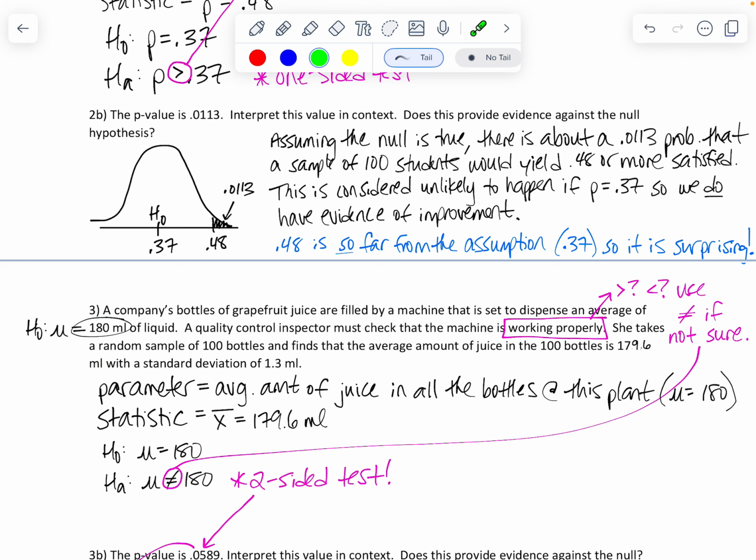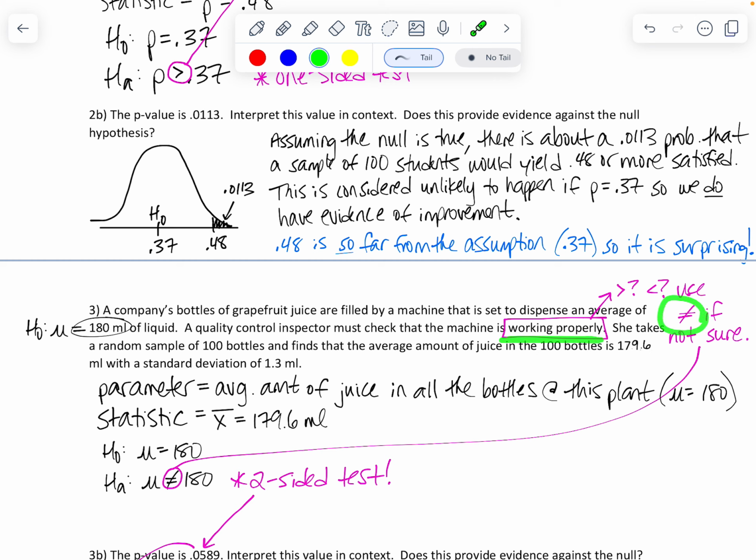And the alternate hypothesis, this is interesting, it just says working properly. I have no inclination based on the wording of the question whether I want to use a greater than sign or a less than sign. If you aren't sure, use this. If the wording of the question does not say greater than or less than or fewer or more or any key word like that, all this says is working properly. It could be underfilling, they could be overfilling, we don't know.